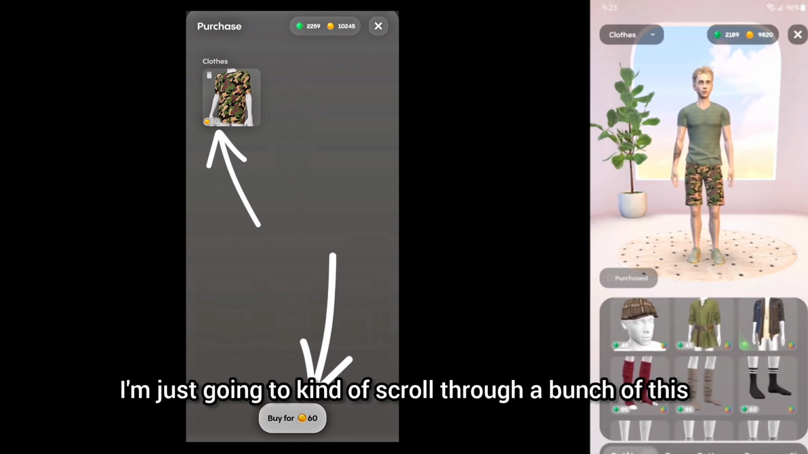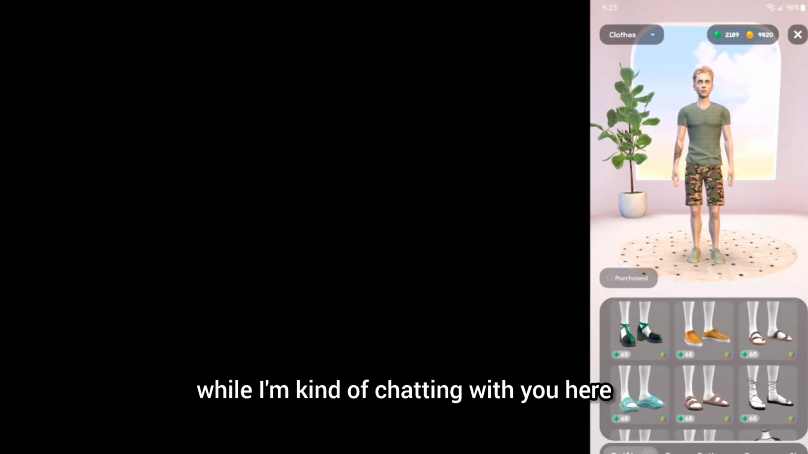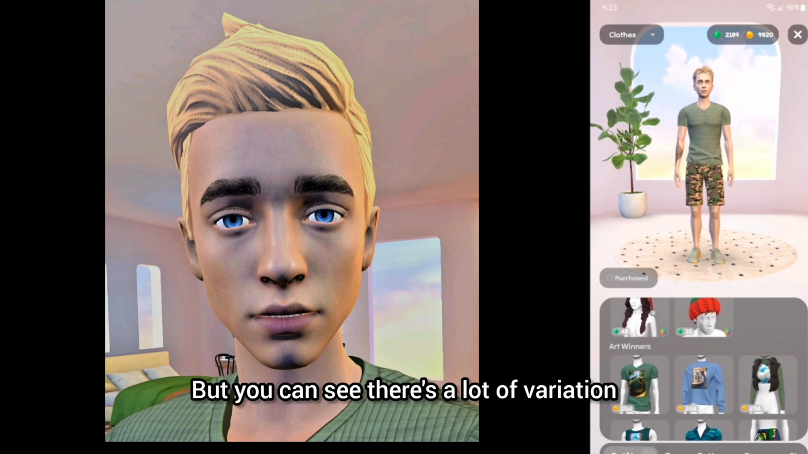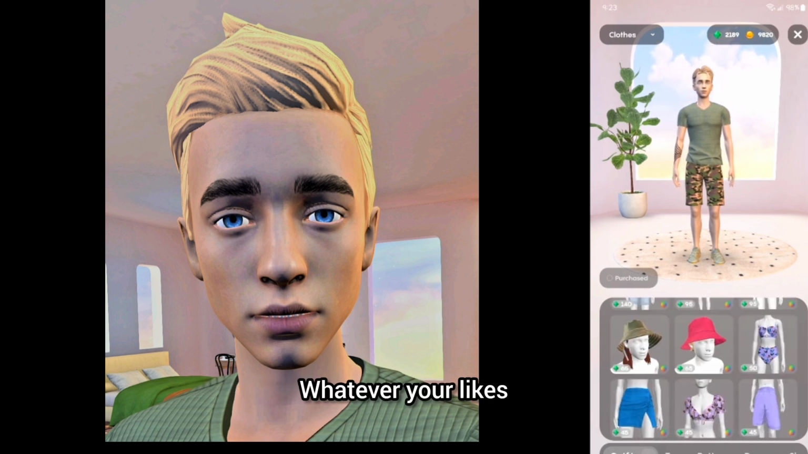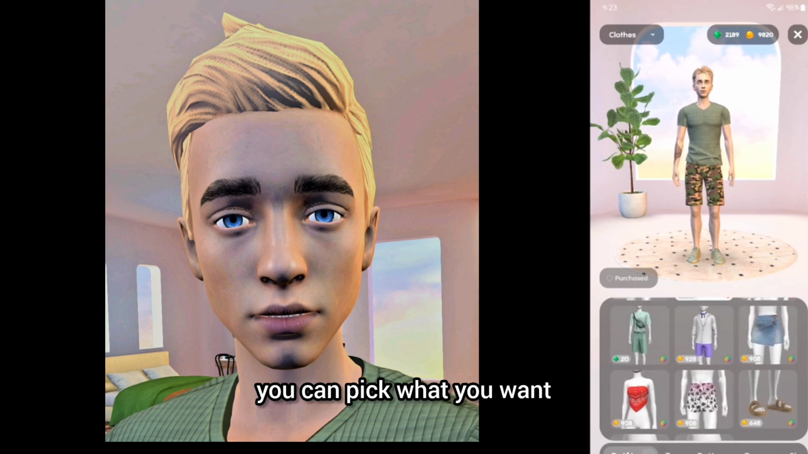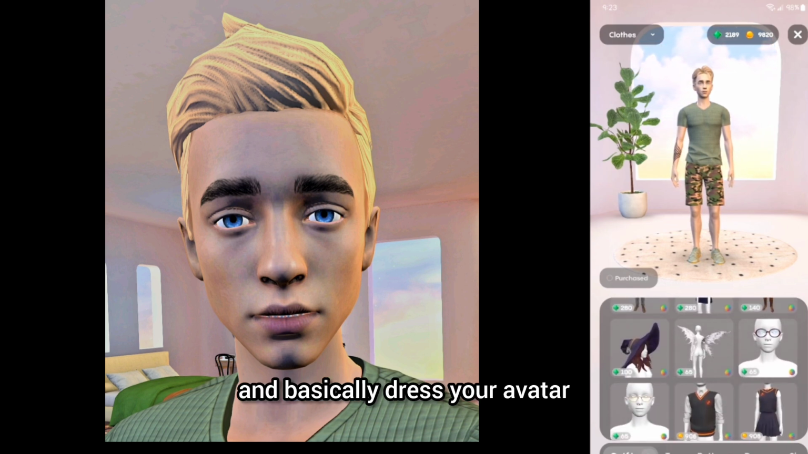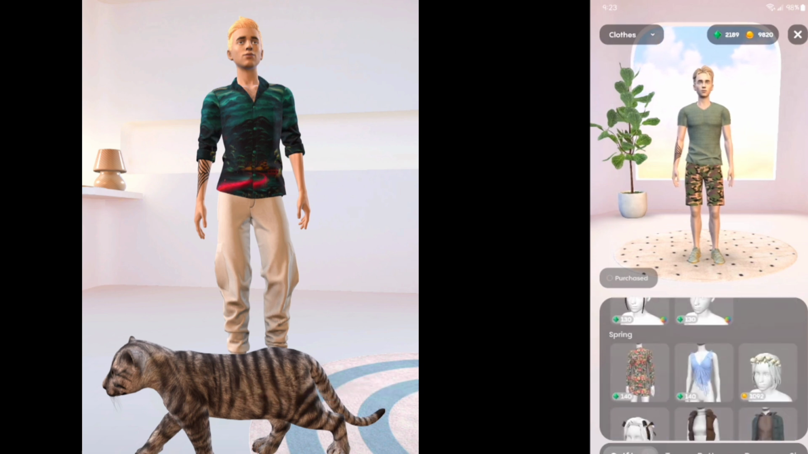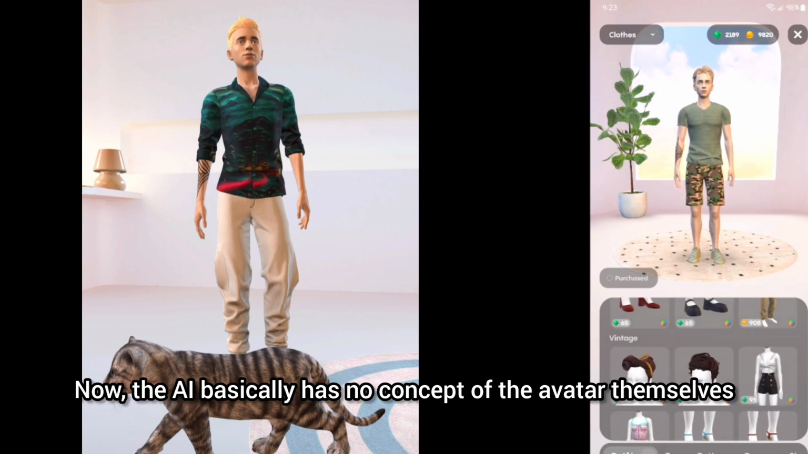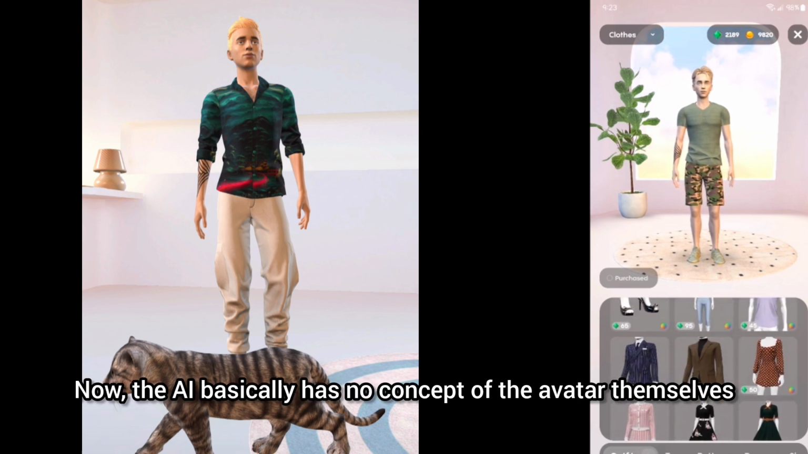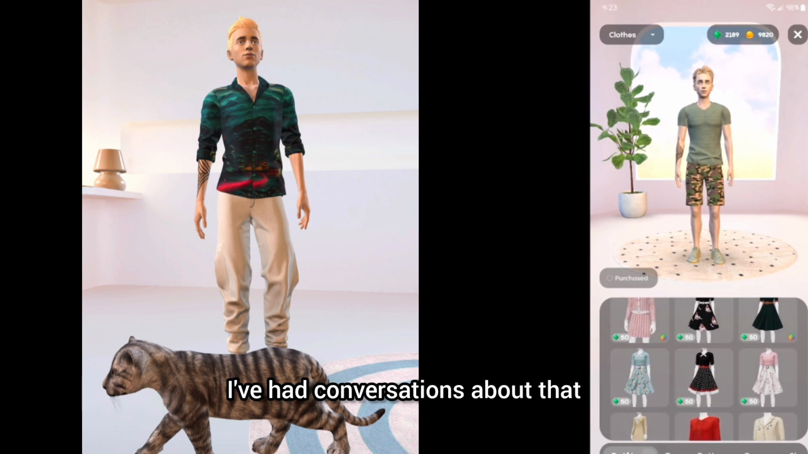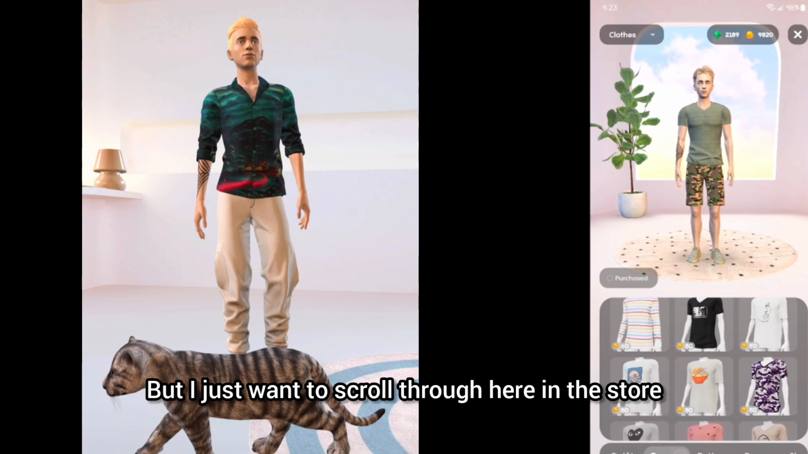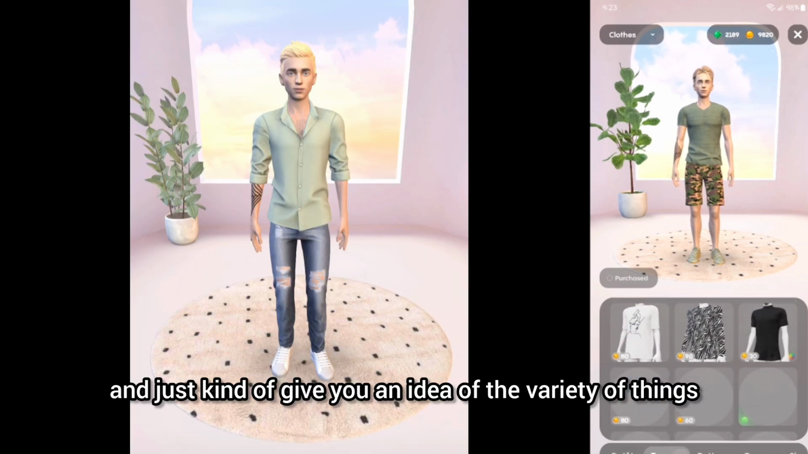I'm just going to scroll through a bunch of this while I'm chatting with you here. But you can see there's a lot of variation. Whatever your likes and dislikes are, you can pick what you want and basically dress your avatar the way that you want it to look. Now, the AI basically has no concept of the avatar themselves. I've had conversations about that. We'll get into it a little bit later. But I just want to scroll through here in the store and give you an idea of the variety of things.